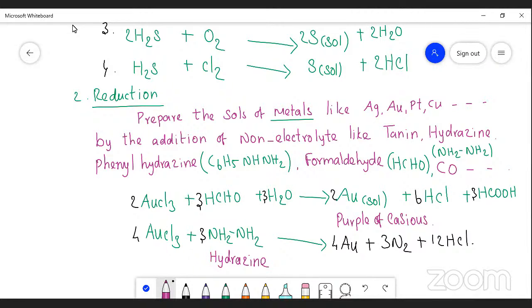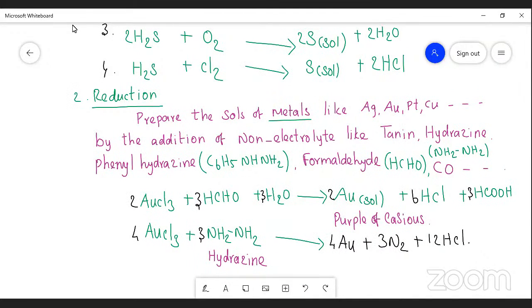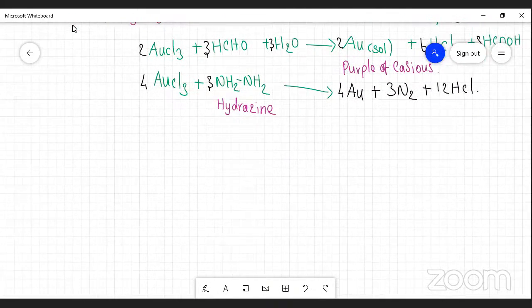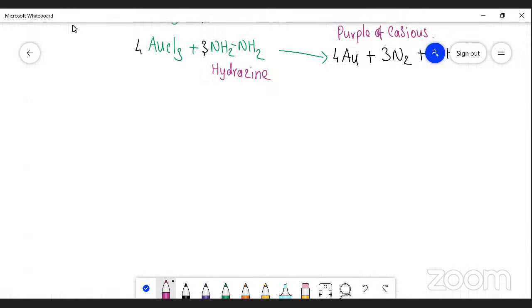The next process, the third process, is hydrolysis. What is hydrolysis? Hydrolysis is nothing but treating with water. In the hydrolysis method, we prepare the oxide and hydroxide salts of heavy metals.